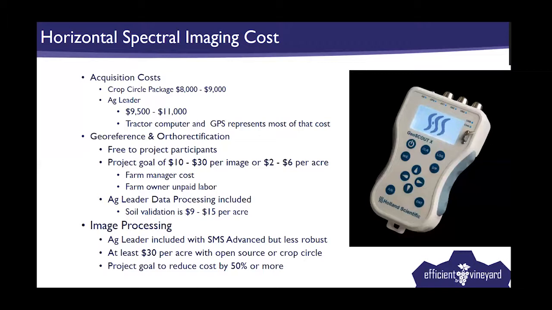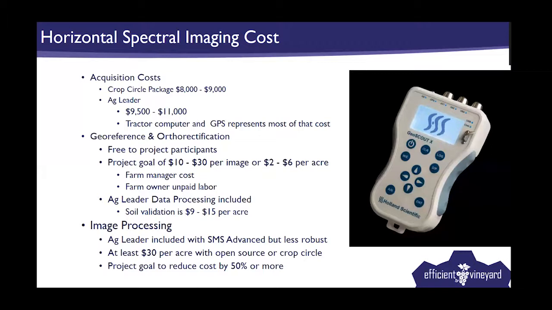Image processing. So all we really did with georeferencing is take that data and show you where that data is on a map. But there's some further processing, and Jackie touched on this, in terms of trying to make the data more useful. Ag Leader includes some of this data processing with SMS Advanced, which is included in that price above, but we're not necessarily sure. The project hasn't actually really ground truthed that processing. It's a much more simplified process.